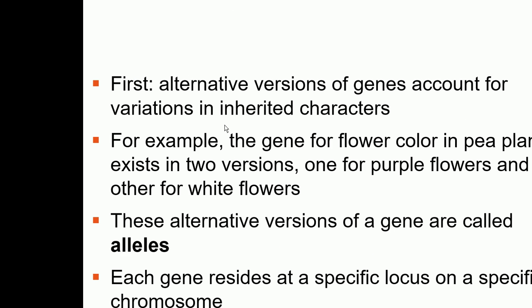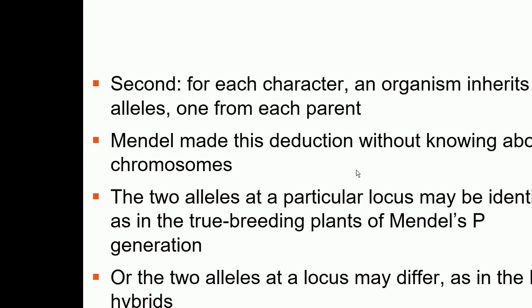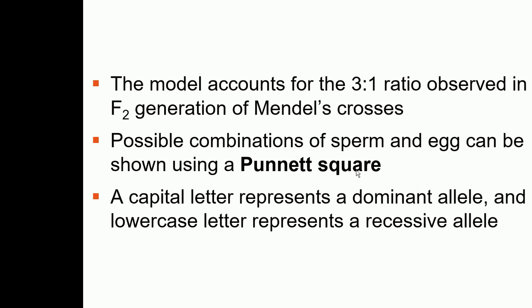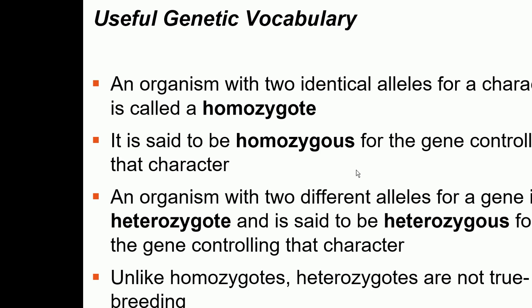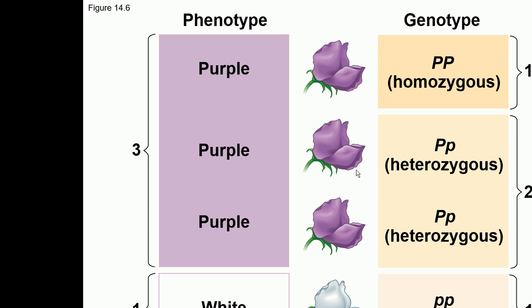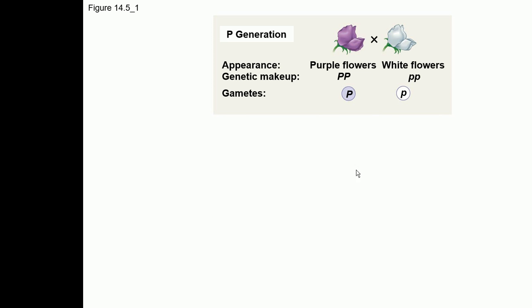We have already discussed what alleles are. We talked about what a dominant allele is, what a recessive allele is. We talked about what a Punnett square is. We talked about homozygous, heterozygous, phenotype, genotype. So we talked about all these things. Now let me explain one more thing here.